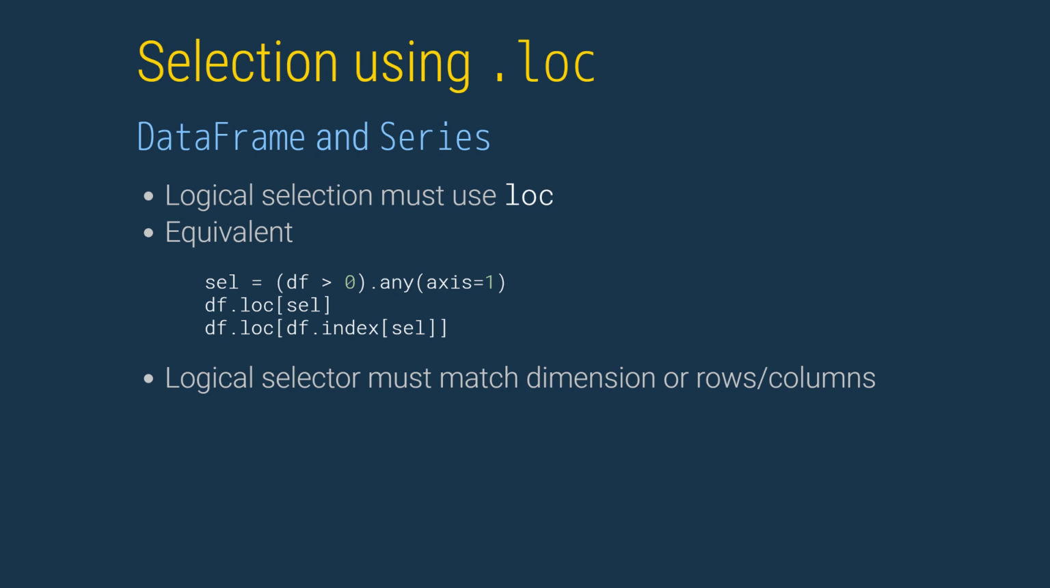Boolean selection in data frames and series uses loc. Boolean selection is equivalent to first using the Boolean array to select elements from the index corresponding to values that are true, and then using this subset of the index to select the values from the data frame or series using loc. A key requirement of Boolean selection is that the number of elements in the Boolean array must exactly match the shape of the dimension used in the selection.